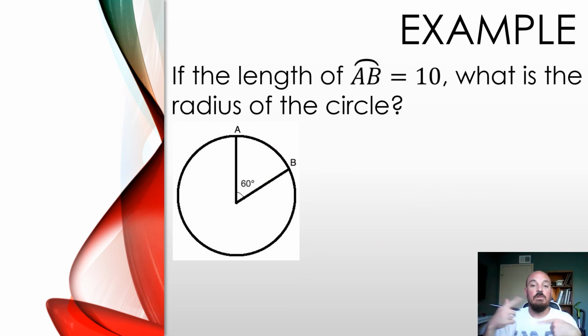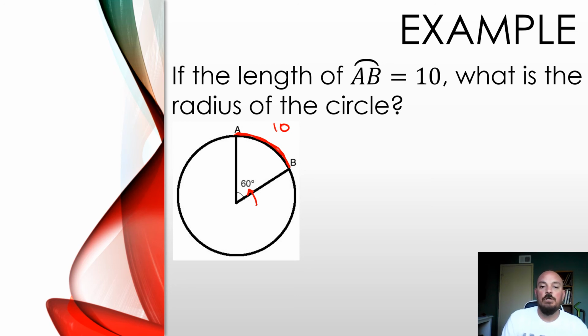Okay, let's flip the example. Here's a different picture. This time I gave you the arc length, and we're going to find the radius. So let's put our numbers in. I said arc length of AB, marked in red again. From A to B, the short way, minor arc, is 10. Right here is our angle, that's our arc measure, and we want to find the radius.